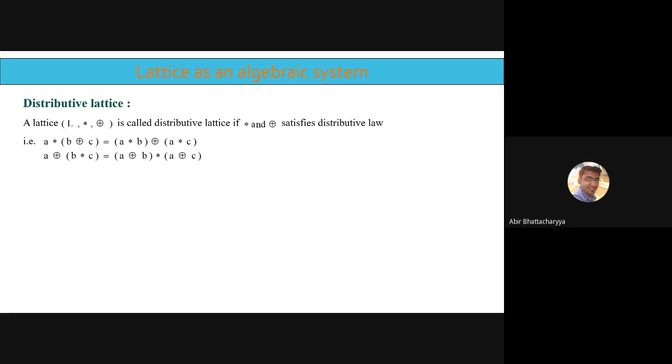As I told you, the distributive structure should be a lattice. The very first consideration is the lattice, and it satisfies a star (b plus circle c) equals (a star b) plus circle (a star c). That means star distributes over plus circle. Similarly, plus circle is distributive over star, and we all know that plus circle means LUB.